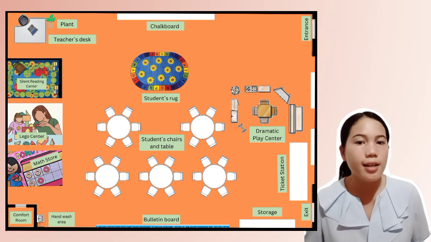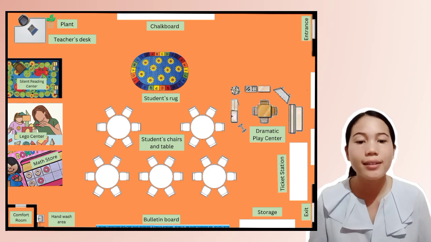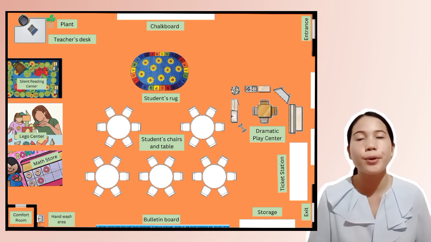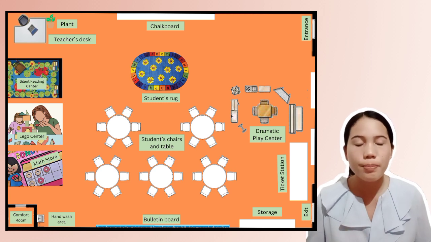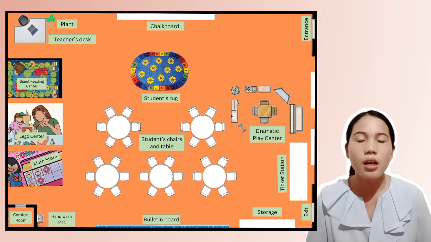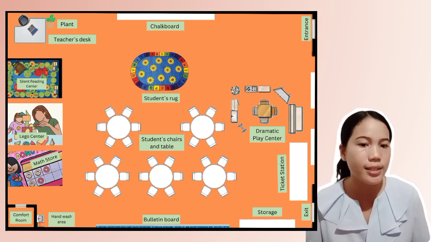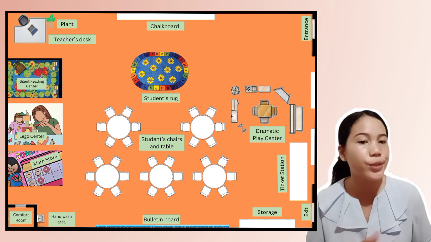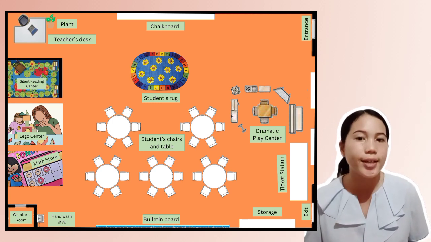And beside the ticket station we have the window, and beside the window is the dramatic play center. This center is perfect for those pupils who have bodily kinesthetic intelligence and for those pupils who have musical intelligence, because it is where they can practice and enhance their different and multiple intelligences. Next, behind this dramatic play center we have window number 2. And we have, of course, the entrance door.